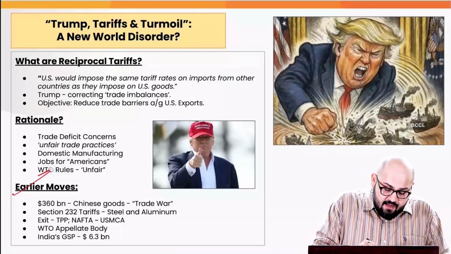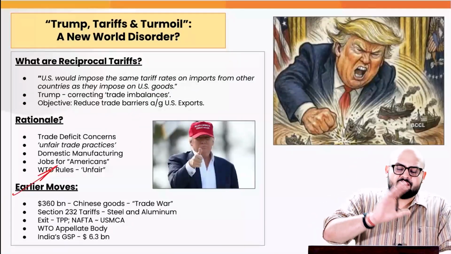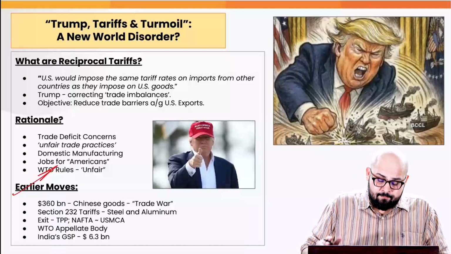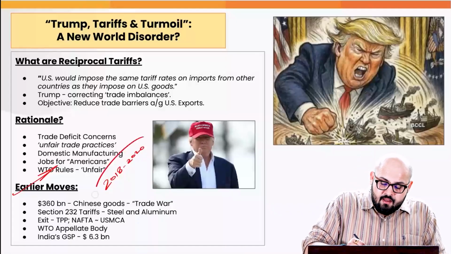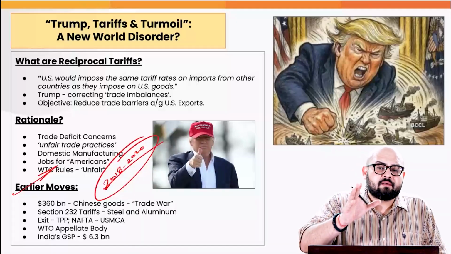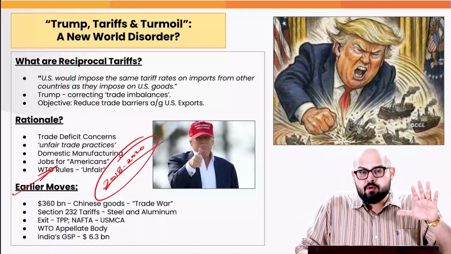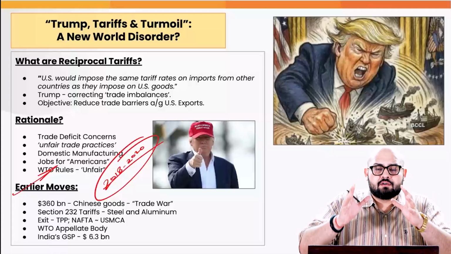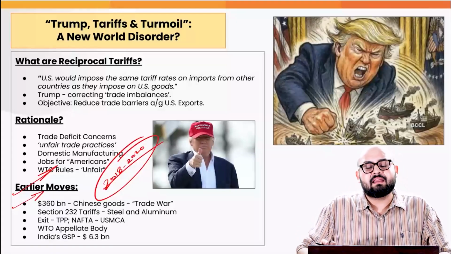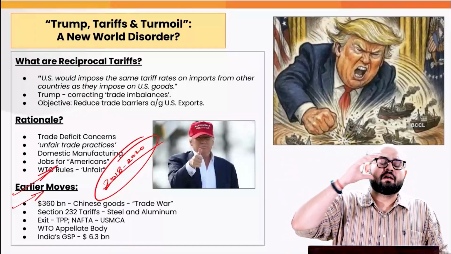Now, what were the earlier moves implemented by the US on different countries around the world? It was primarily in 2018 and 2020. What we witnessed was the trade war between the US and China. What the US did was say that I'm going to impose tariffs on goods worth 360 billion US dollars which were coming from China to the US.